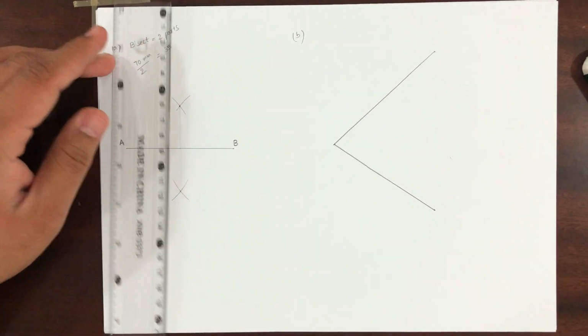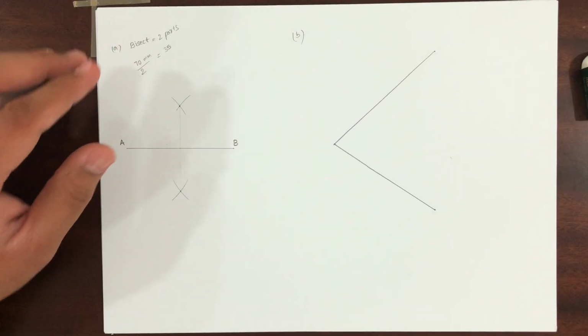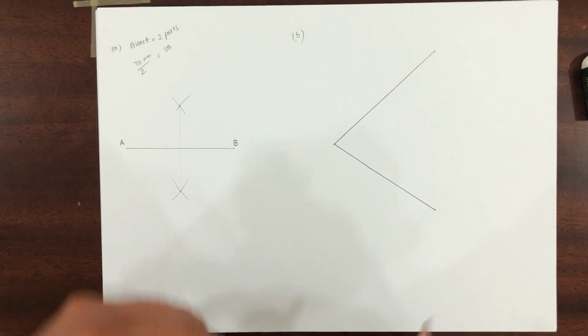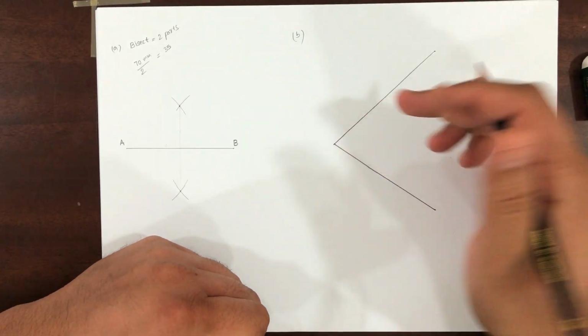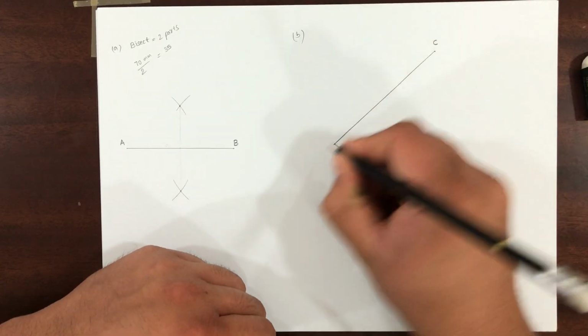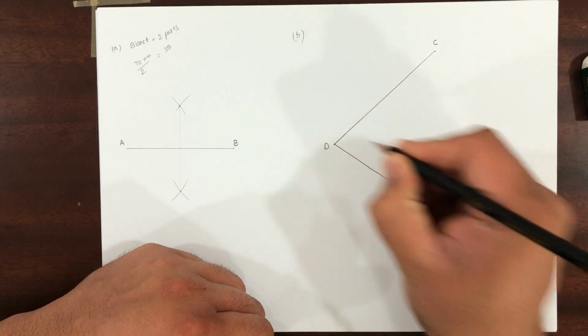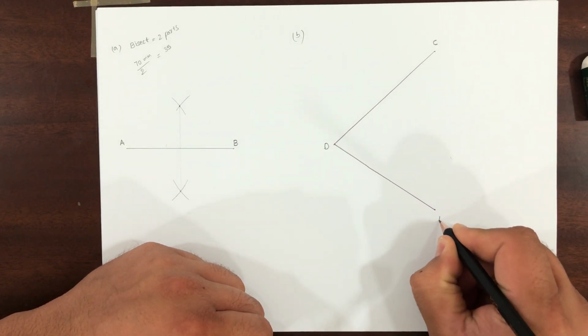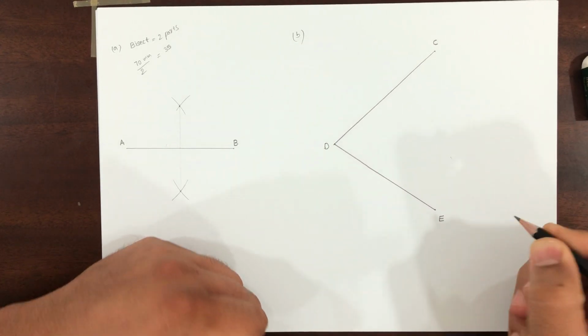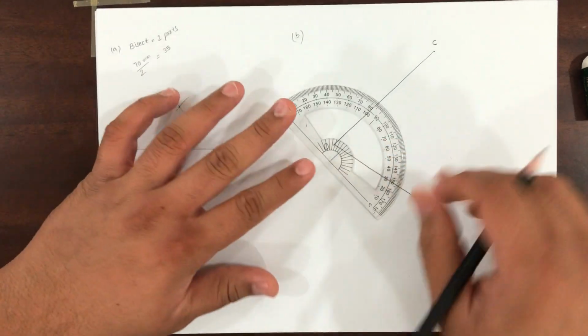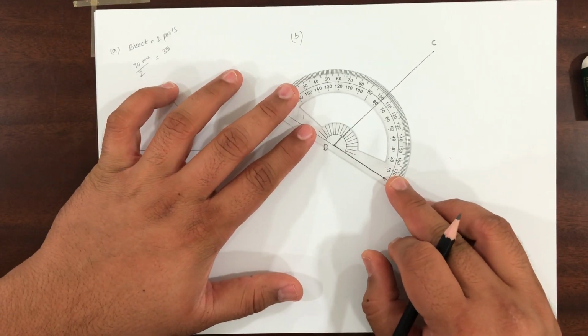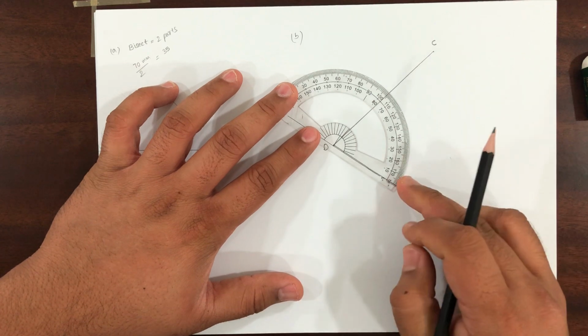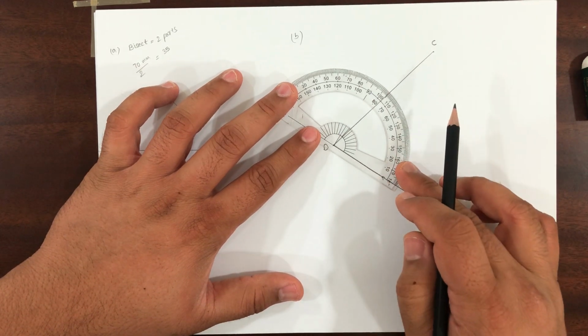We don't know how much angle it is. Let's see. This is C, D, E. Now let's measure how much angle this is. In order to measure it, you have to align with this 0.